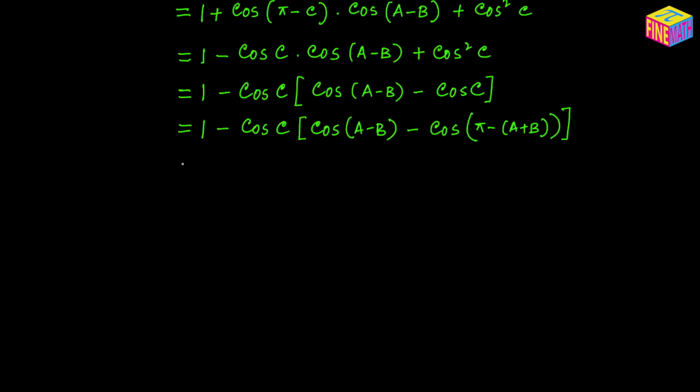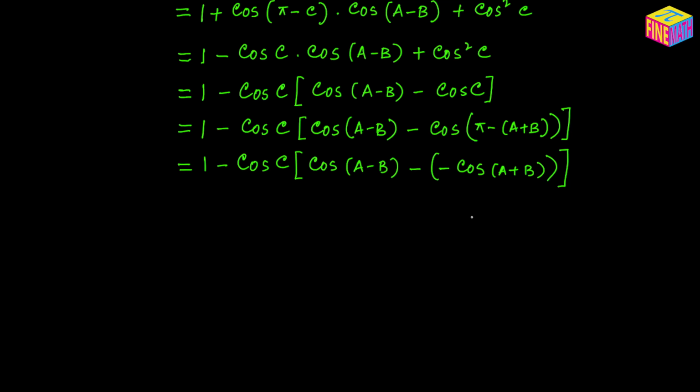And from here we can say then this is definitely equal to 1 minus cosine of C times cosine of A minus B, and then minus, now cosine of pi minus something is actually negative cosine of that angle, so we can write it as negative cosine of A plus B. This is that cosine of pi minus theta is equal to negative cosine of theta. I am using that same formula here.